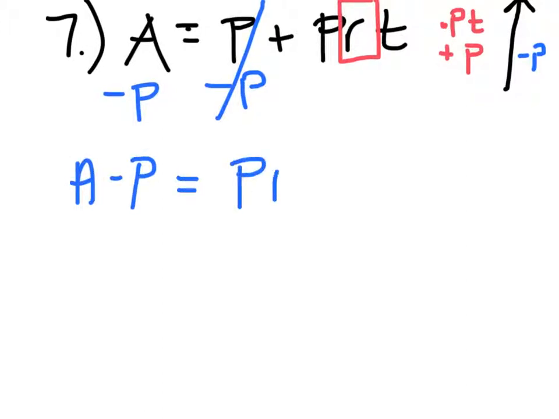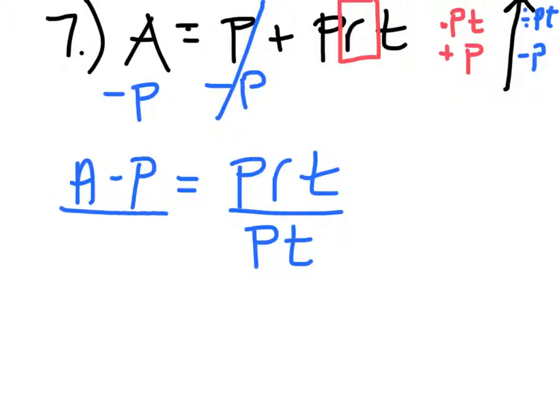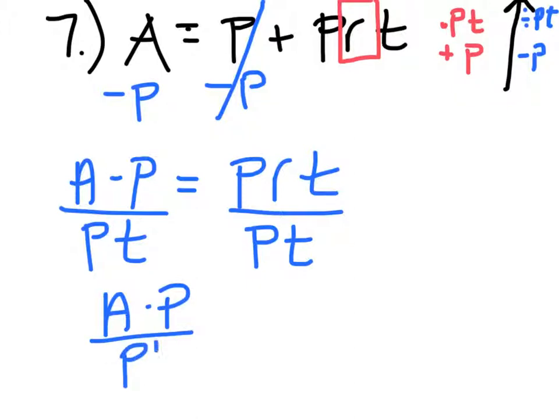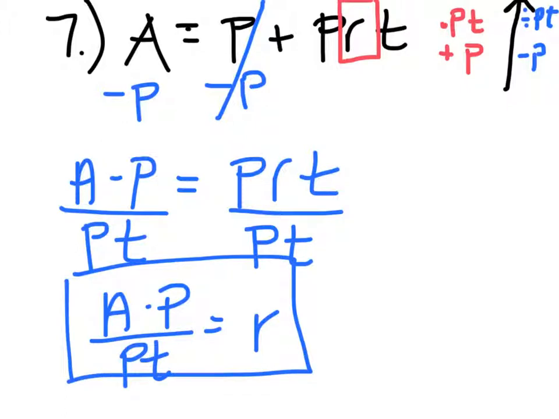p minus p cancels, and I'm left with A minus p equals prt. To undo the multiplication of p and t, I'm going to divide both sides by pt. And I'm left with A minus p divided by pt is equal to r. Now you might be tempted to cancel this p with this p. You're not actually able to do that because all three terms do not have a p in them. So we are not able to cancel out the p. So our final answer is A minus p divided by pt.